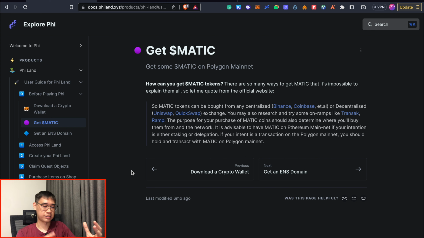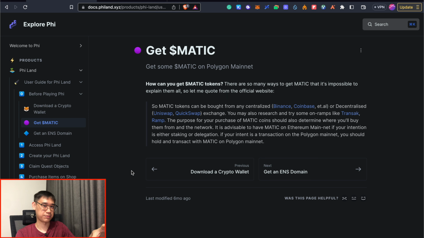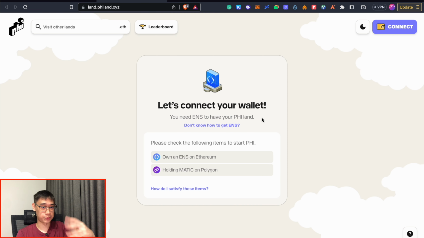So the other part is to have some Matic on the Polygon network, and the good thing is that all your objects on Phi Land are on Polygon, where the gas fees are much cheaper, and you only need to pay at most 10 cents for every transaction on this network. So now that you have both of these requirements, you'll now be able to interact with the Phi Land platform.